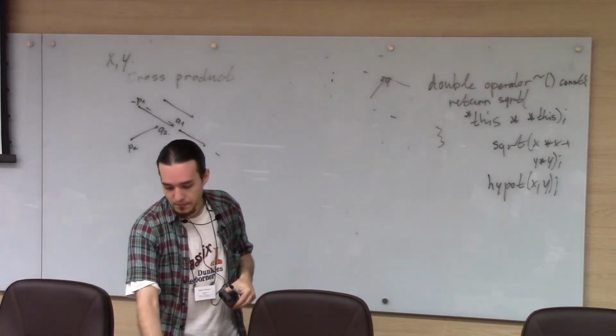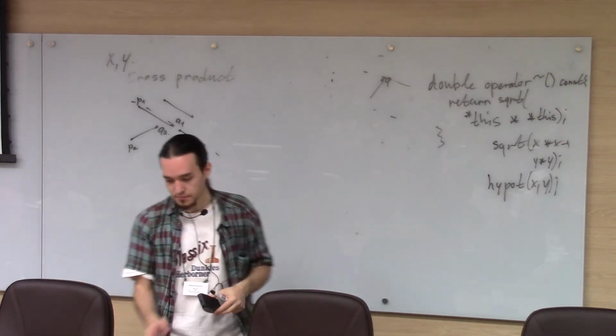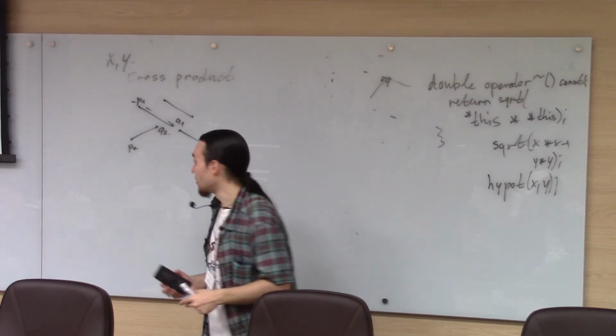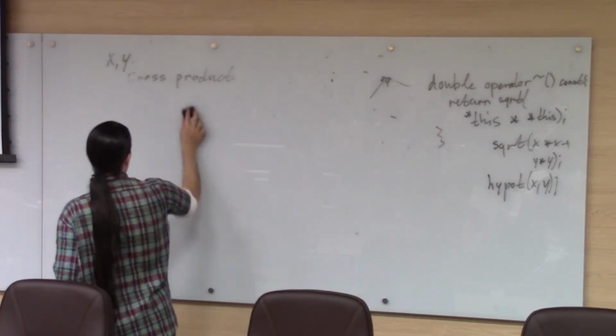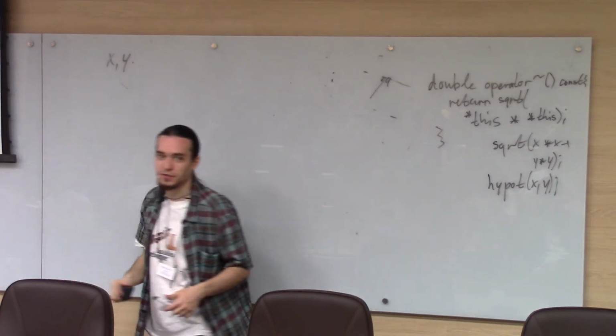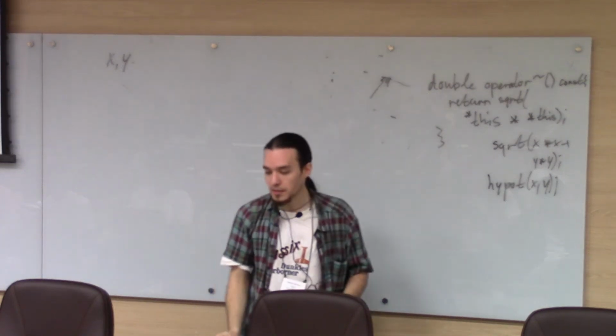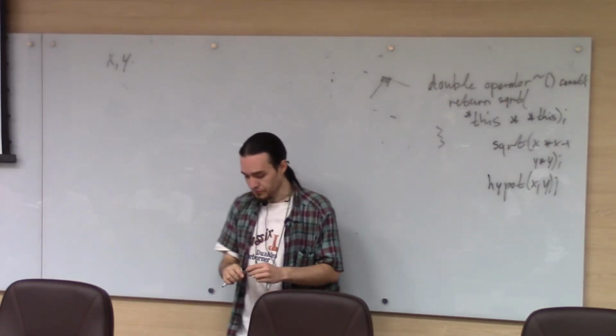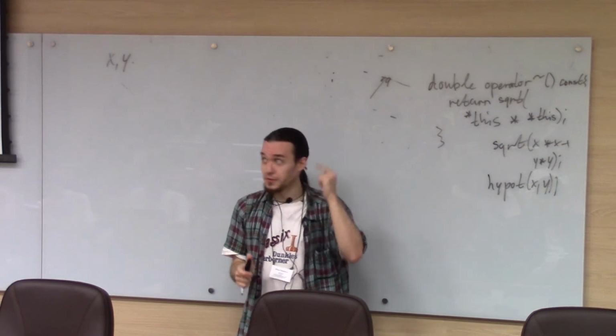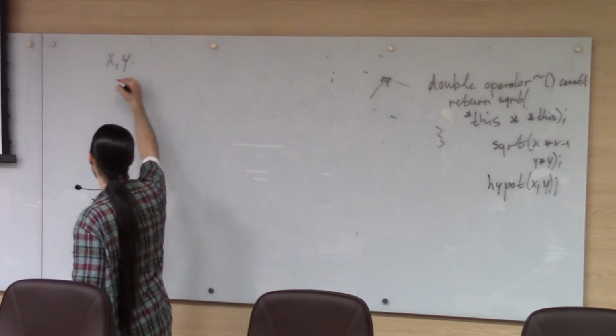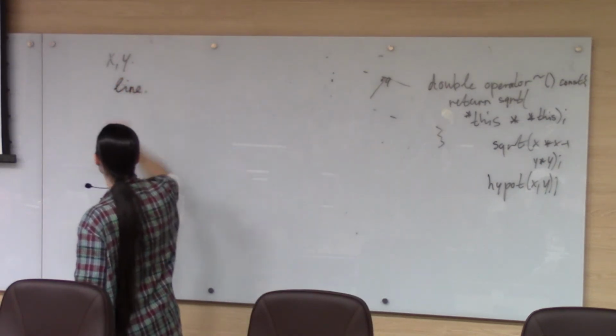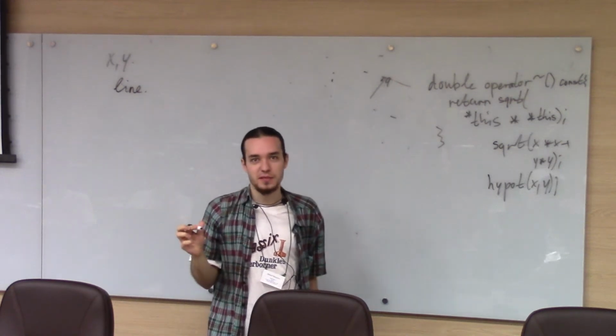So okay, let's go further and speak about some other objects that we usually encounter. So the next object we're going to talk about is the straight line, an infinite straight line. Okay.